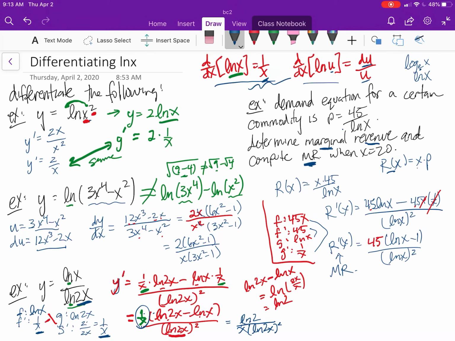And it says to compute it when x equals 20. So R prime of 20. Substitute 20 in there, and we get 45 times ln 20 minus 1 over ln 20 squared. Substitute all that in the calculator, because I cannot; I don't know the natural log of 20. Be careful, make sure you do natural log of 20 and then subtract 1. Some calculators will automatically give you an ln parenthesis. You want to end that parenthesis and then subtract 1. Otherwise, you do natural log of 19. Anyways, check your work, but in a calculator you should get something pretty close to 10.